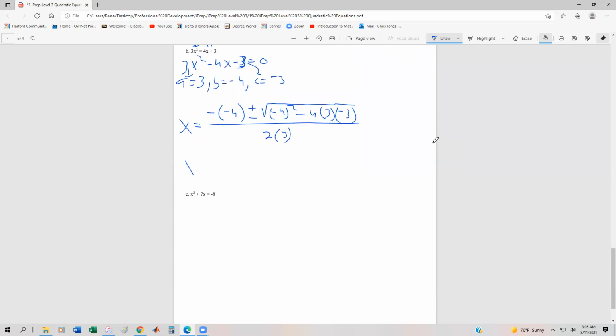And so we're going to end up with x is going to be equal to +4, the opposite of negative, plus or minus the square root. -4 squared is 16. -4 times 3 is -12. -12 times -3 is going to be a positive 36. So -12 minus 36... so -4 times -3 is going to be positive 36 in here. And then finally, we're going to end up with divided by 6.